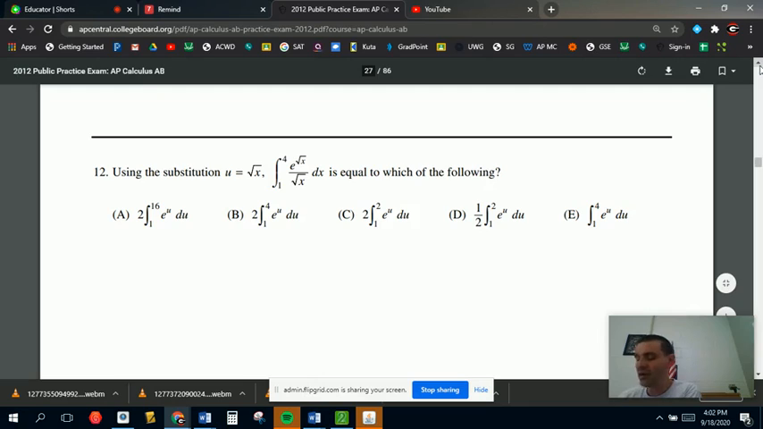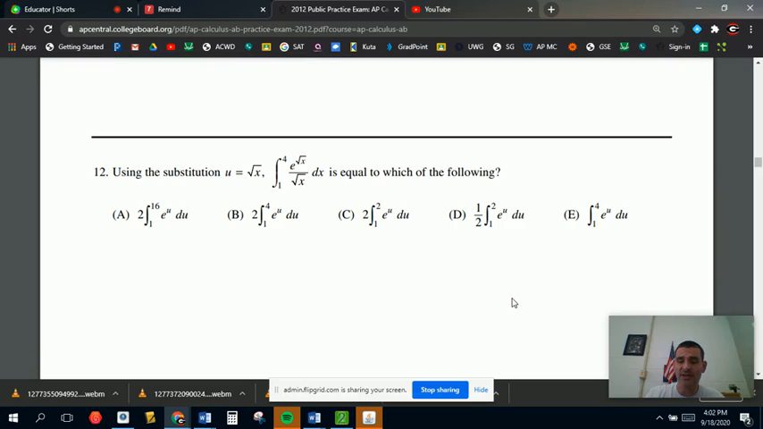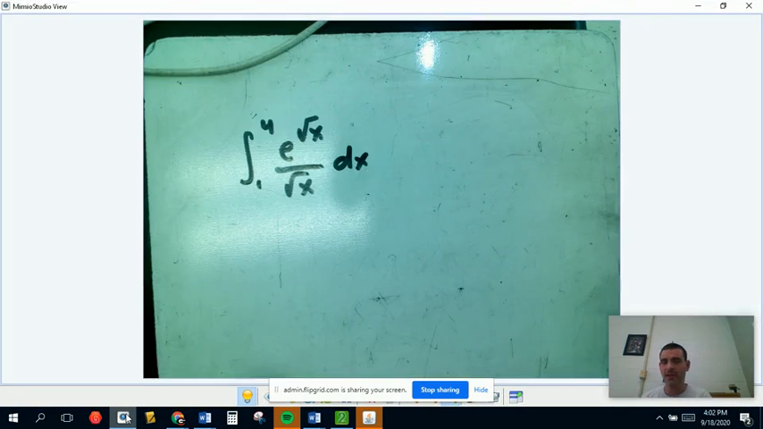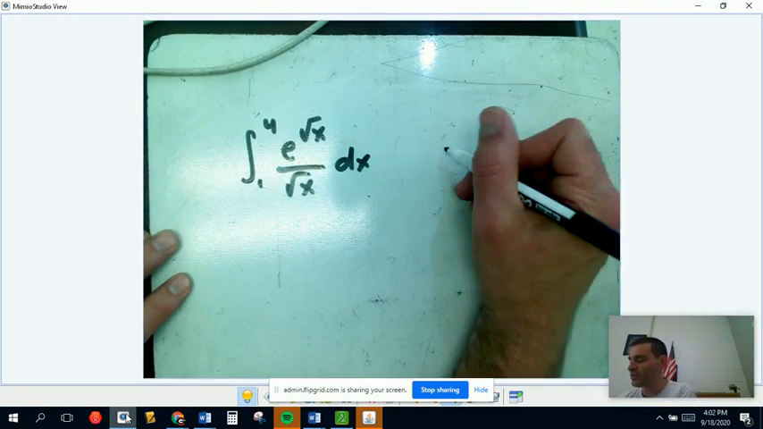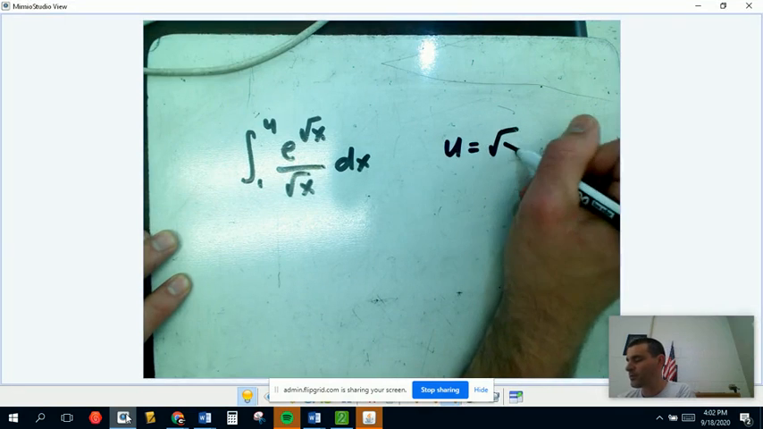So we got the definite integral from 1 to 4 of e^(root x) over root x dx. Now, if you'll notice, it says is equal to which of the following. So it doesn't want you to actually evaluate all of this. So let's come over here to the board and look at it for a minute. Now, I think the selection of u equals root x is pretty obvious here.